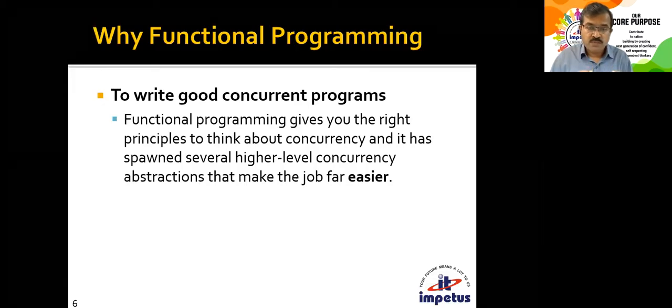That means the biggest problem in multi-threaded, concurrent applications, inconsistencies that creep in because of concurrent access to a piece of data, is addressed. Even if there are multiple code blocks that you have written in functional style, the promise they're making is that they're not going to transform the data that comes to them as input. They will generate whatever output you would like, but input data will not get transformed. That takes care of a major problem that we face in concurrent programming. So functional programming gives you the right principle to think about concurrency, and it has spawned several high-level concurrency abstractions that make your job easier.